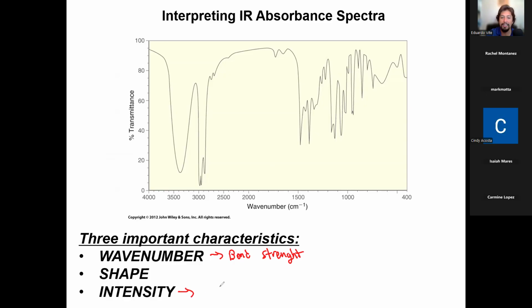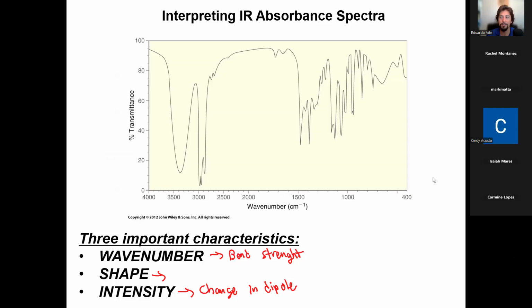Intensity. This is your y-axis. This tells you the change in dipole. The last thing is we have to talk about the shape of the signal, and this is where the human element comes back in. We all know adjectives, so we're going to use our adjectives to describe the signal.